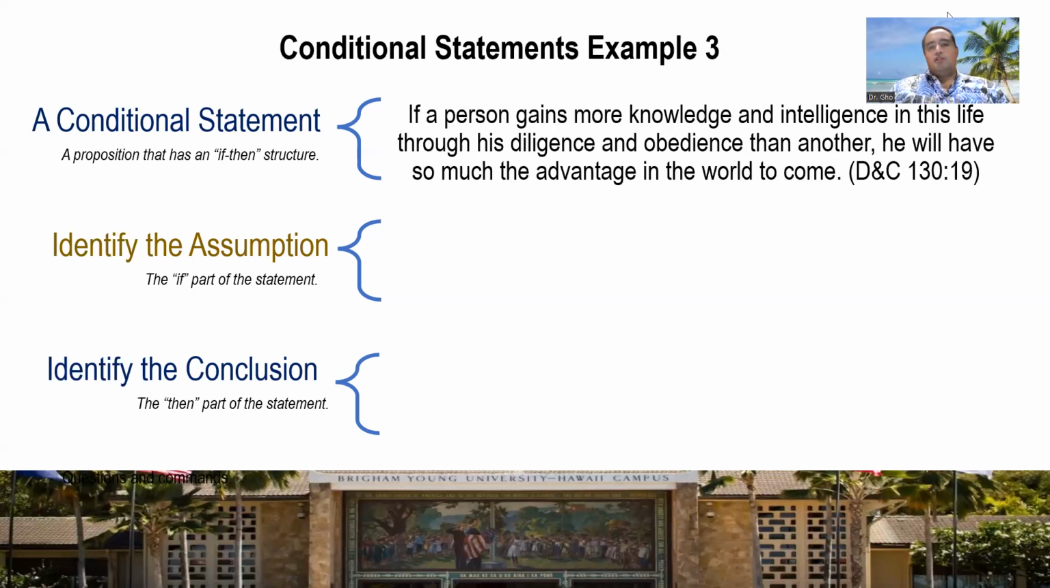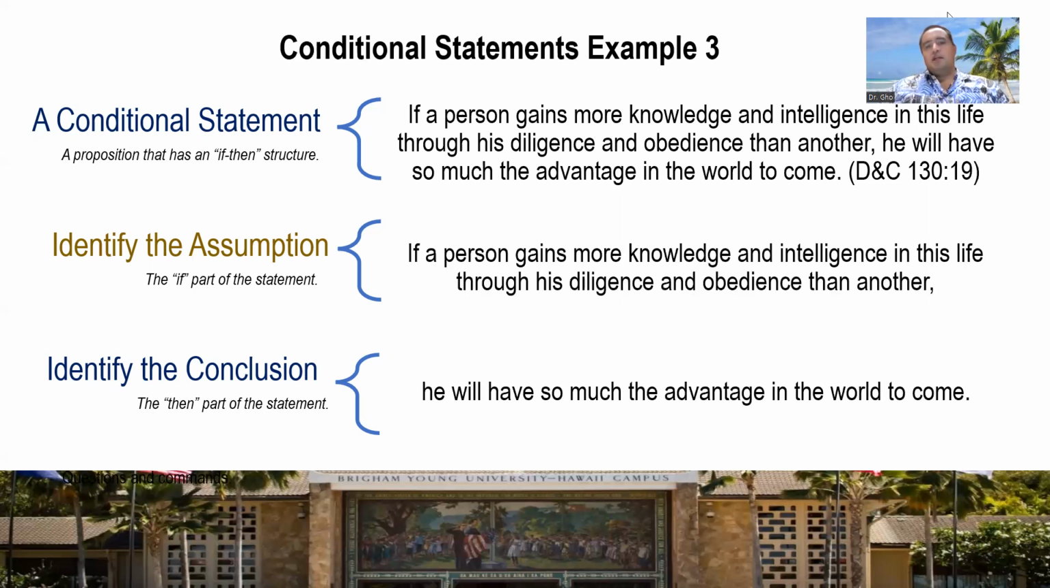If a person gains more knowledge and intelligence in this life through his diligence and obedience than another, he will have so much the advantage in the world to come. Maybe consider pausing this for a minute and identify the assumption, identify the conclusion. When you've done that, hit pause, and then we can proceed from there. The assumption here is that through what we learn in this life, through our study, through our diligence, through our obedience, we'll gain more knowledge, and then the conclusion is you'll have more of an advantage later on.